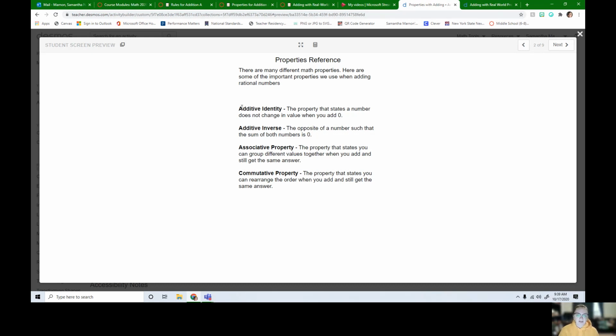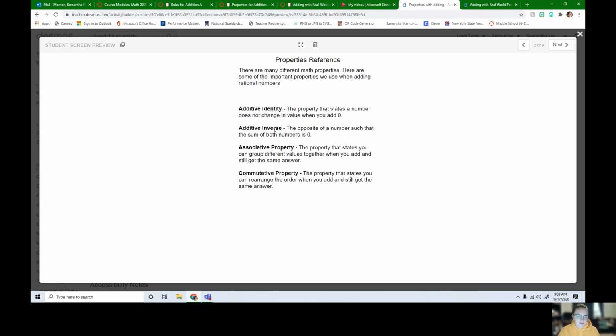It's just the property that states when you add 0, the value of the number doesn't change. So 5 plus 0 is just 5. When you think identity, like you have your identity, numbers also have an identity. So 5's identity didn't change when we add 0. So it's the additive identity property. Additive inverse we've been working with, and that's when you have opposites. So 5 and -5, when you add them, you get 0. 3 and -3, you add them, you get 0. 100 and -100, you add them, you get 0.